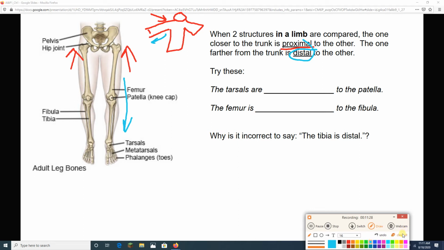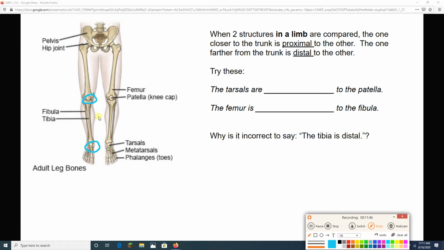All right, let's try some right here. Okay. The tarsals, and the tarsals, by the way, are these ankle bones down here, are blank to the patella. Well, the tarsals are farther from the trunk, farther from the hip up here. So because the tarsals are farther, the tarsals are distal to the patella. All right, let's do another one.